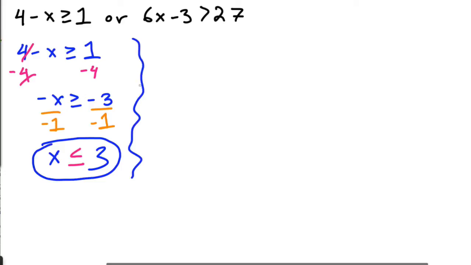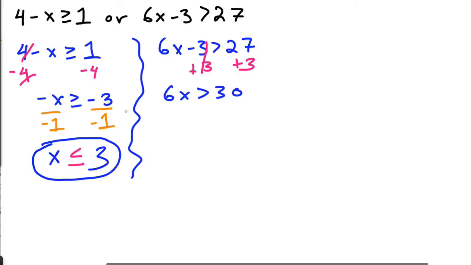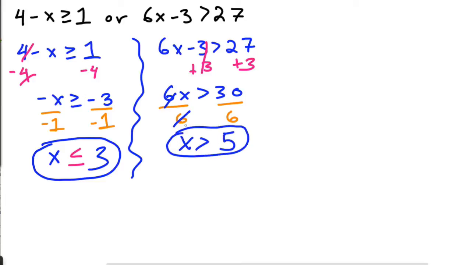Now the second part of my solution is solving this second inequality. So it's 6x minus 3 is greater than 27. I'll go through the same way. I'll add 3 to both sides. So then I end up with 6x is greater than 27 plus 3, which is 30. So then I'll divide by 6. So I get that x is greater than 5. Okay, so that's my other part of the solution.